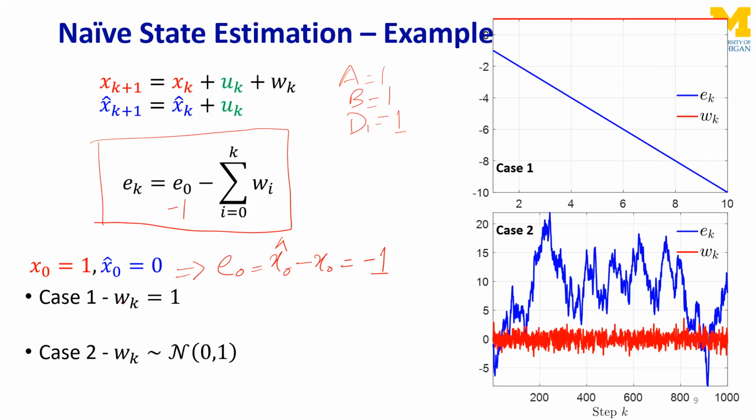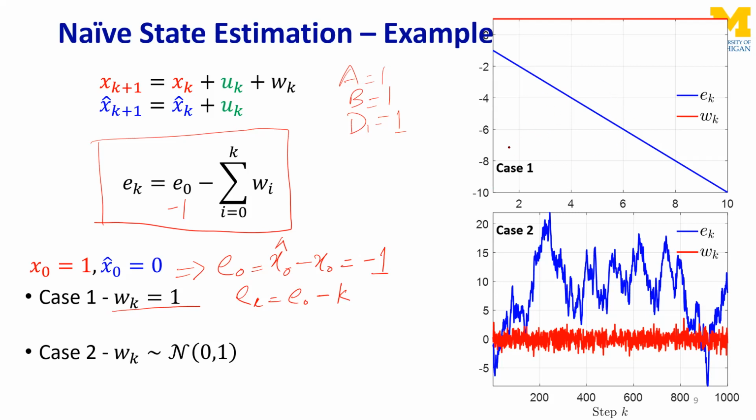In the first case, we assume that for all steps, Wk is equal to 1. So Wi is 1 for all steps. In that case, Ek is going to be E naught minus k times Wi. Actually, Wi is just 1, so E naught minus k. So you see that Ek is actually growing in the negative direction, as shown by this plot.